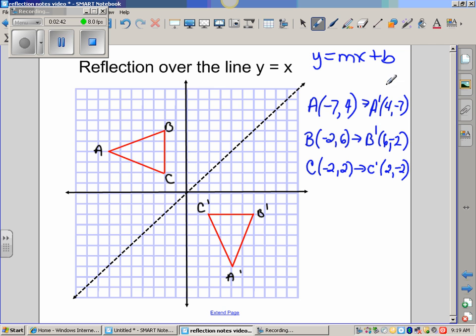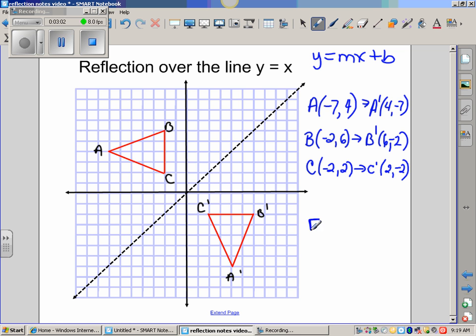So hopefully at this point you've been able to come up with it. What happens is that the numbers stay the same, but all that they do is they flip around. The x becomes the y, and the y becomes an x. So like, for example, look at A. It went from negative 7, 4 to 4, negative 7. The x and the y switched. So that's the rule you have to remember today.